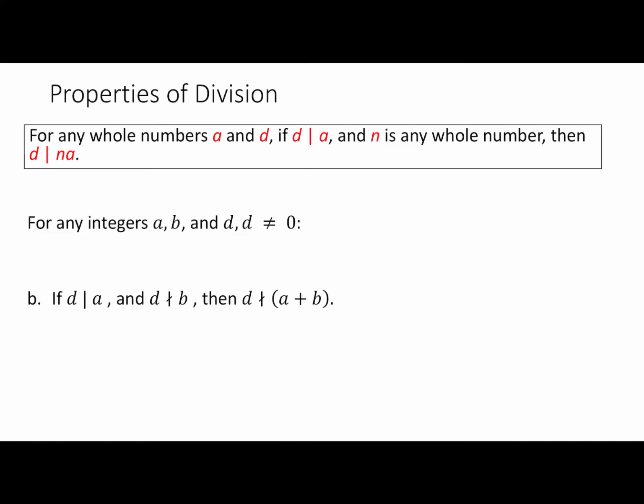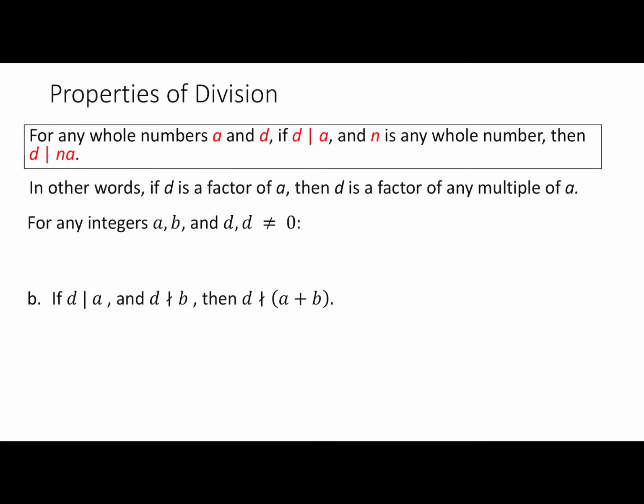Okay, so let's look at some properties of division. If I have whole numbers a and d, if d divides a and n is any whole number, then d divides na. So we saw that when we had 3 divides 6n.